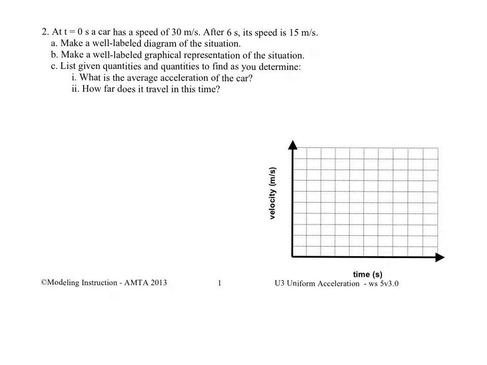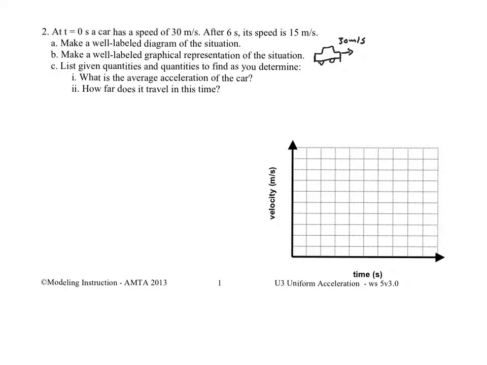This is a quick video to show you how to approach going through a basic kinematics problem. So this problem, at t equals 0, a car has a speed of 30 meters per second. I'm working on my diagram for A. I'm going to draw a car, and I'm going to draw an arrow showing it's going at 30 meters per second.